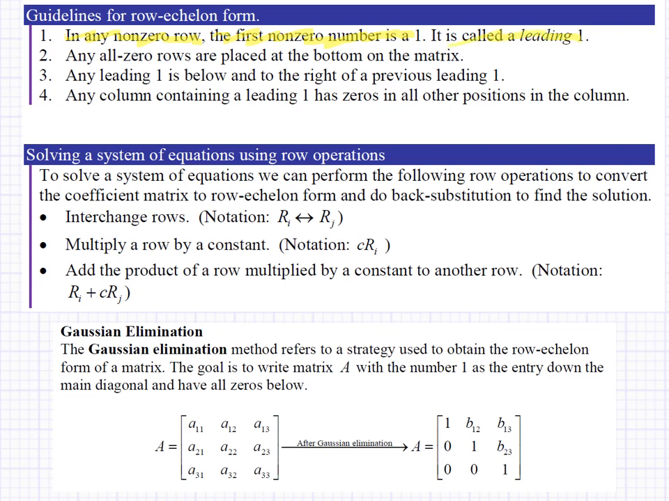2. All zero rows need to be placed at the bottom of the matrix, and you could just move one row from one place to another, and we'll talk about that. 3. Any leading one is below and to the right of the previous leading one. 4. Any column containing a leading one has zeros in all other positions in that column. Okay, these will all be things that we're looking to do or find. We will talk about getting through each one of those things as we go. Again, if it's not clear to you right now, it will be clear as we move forward.